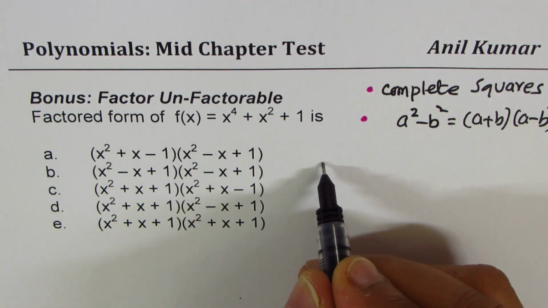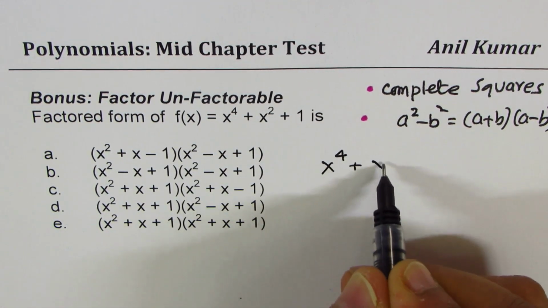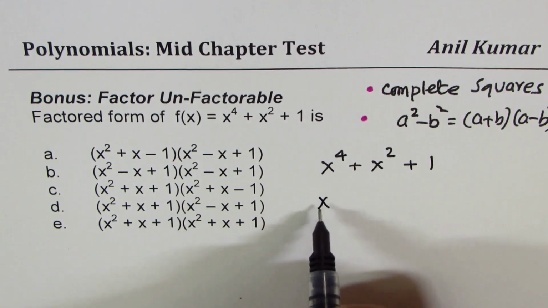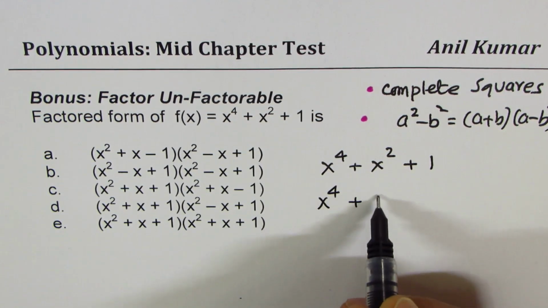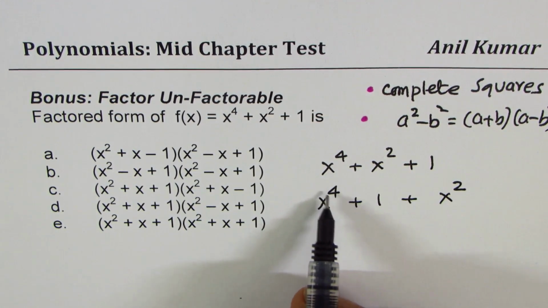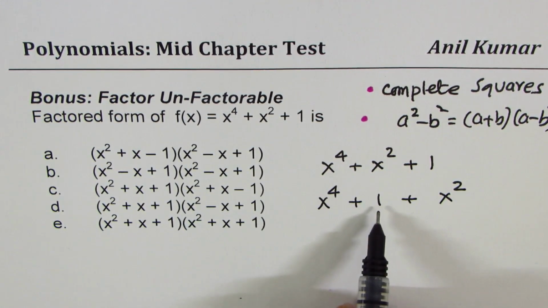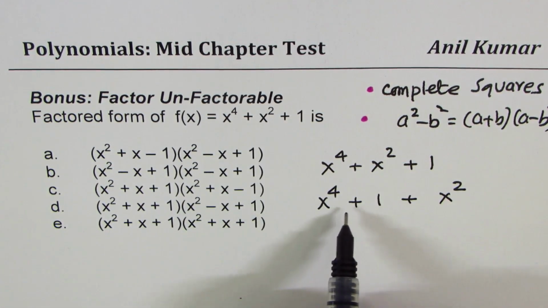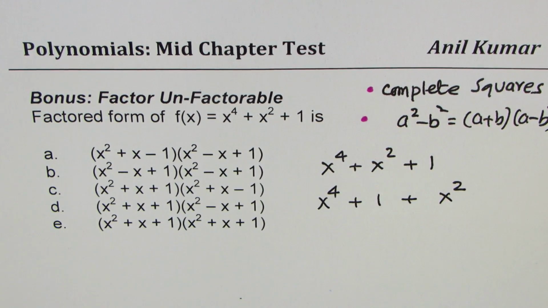Now let's write down. So we have x to the power of 4 plus x squared plus 1. Now x to the power of 4 plus 1, I'm rearranging and writing x squared to the other side. X to the power of 4 plus 1 cannot be factored. It does not have real roots. But think like this. If I add and subtract 2x squared, then what happens? And why should I add and subtract 2x squared? That is a good question.